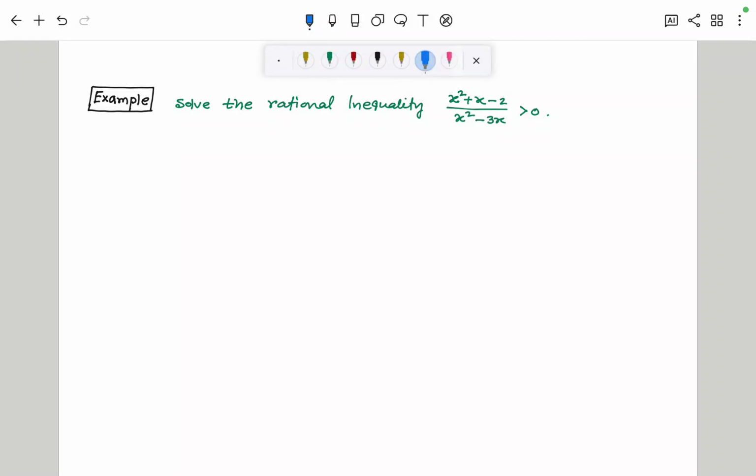Throughout this video, we see how to solve a rational inequality. We start with an example. Here is the question. Solve the rational inequality (x² + x − 2)/(x² − 3x) > 0. To solve a rational inequality means we have to find those values of x that will satisfy the given rational inequality. So how do we start?